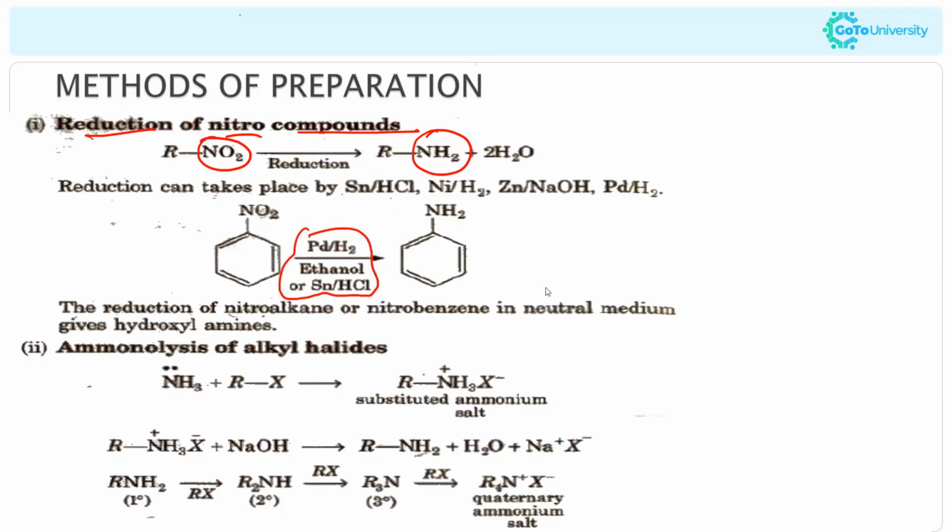In the question, they would give the reactant, and they would give the product as well. So we have to see the reagents, or sometimes the reactant and the reagents will be given, and we have to find out the products. Those kinds of questions are also there.